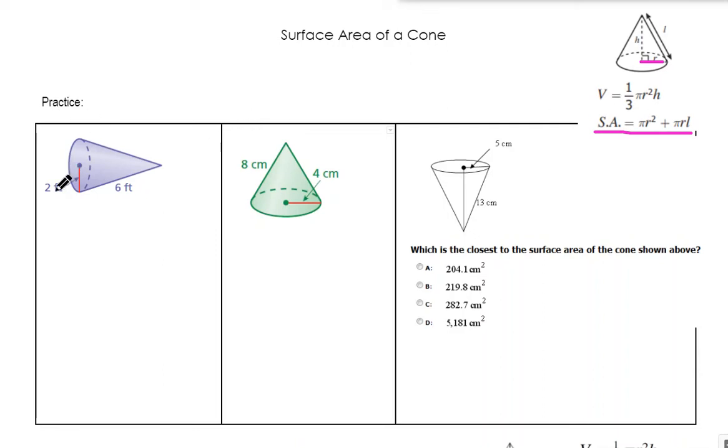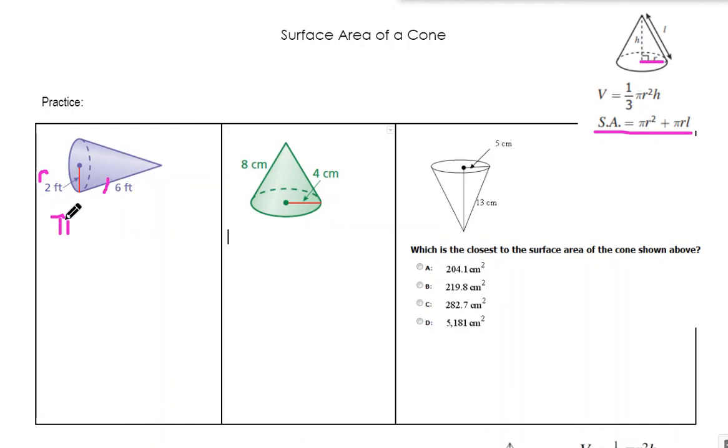Okay, so let's see how we can do this. I'm going to write my formula, pi r squared plus pi r L, and I've got to figure out what r is and what L is. So r is halfway through my circle, which is here. So 2 is r. And then this 6 is my L, that's my slant height. I'm going to put an L next to it. There we go.